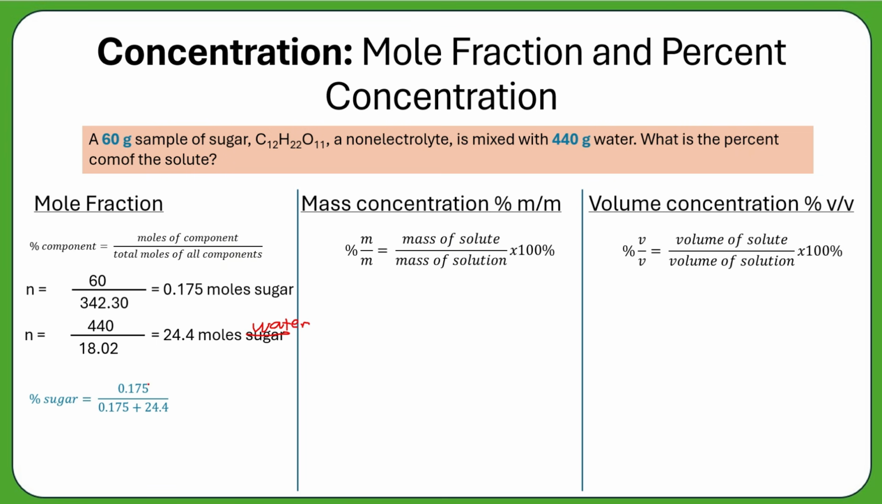So we're going to put the moles of the sugar on top, and in the denominator we need to add the moles of the two. So we have 0.175 plus 24.4 in the denominator, and we got the answer 0.0071 as the mole fraction of sugar.